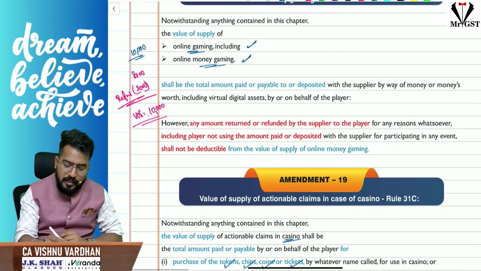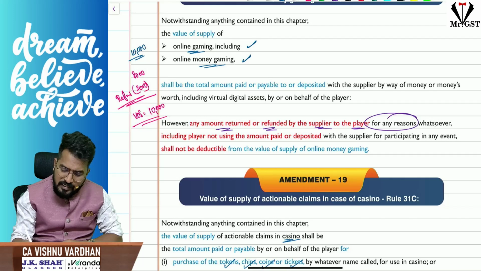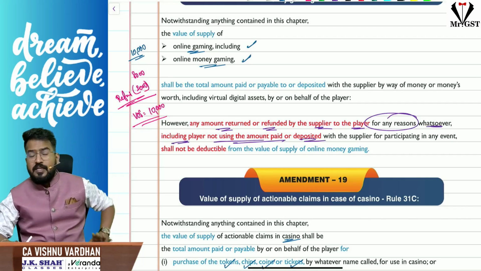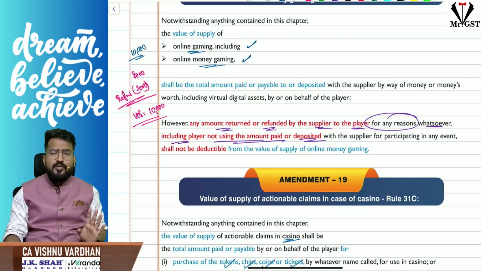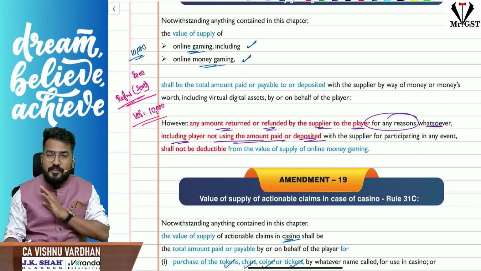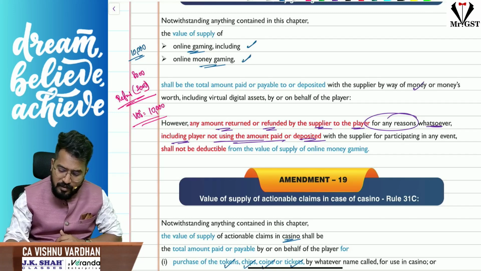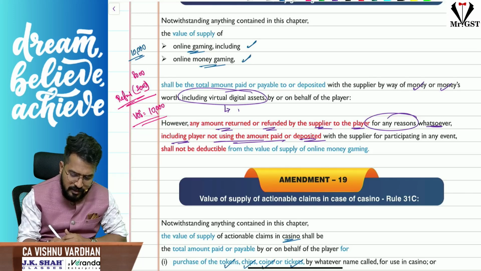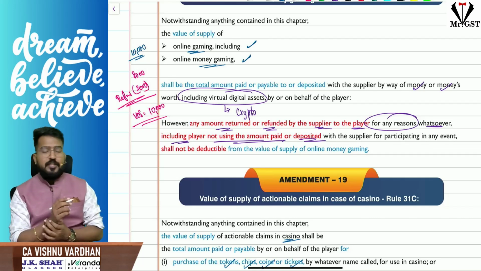So any amount returned or refunded by supplier to the player for any reasons whatsoever, including player not using the amount paid or deposited. If you say like, sir, I have not used that money, so that I am taking it back, still we will not ignore that. We will take GST on full amount, and that is not only on the normal currency money whatever you have paid, but also money's worth including virtual digital asset. So I can say, like, if you put up even cryptocurrency also, then it will be taken as consideration and it will be subjected to GST.